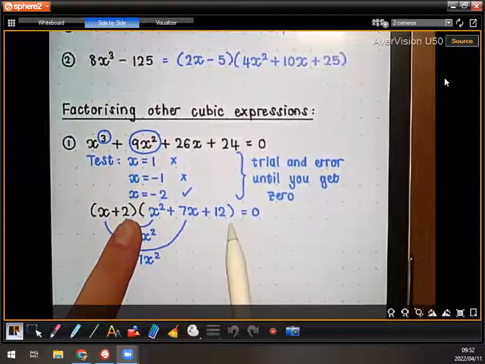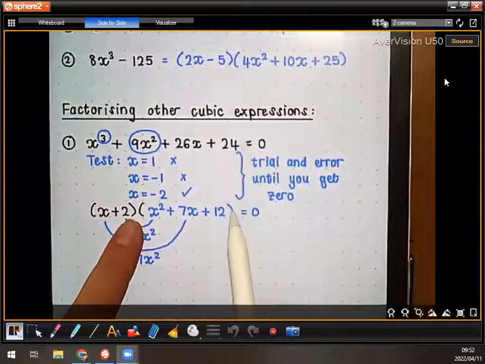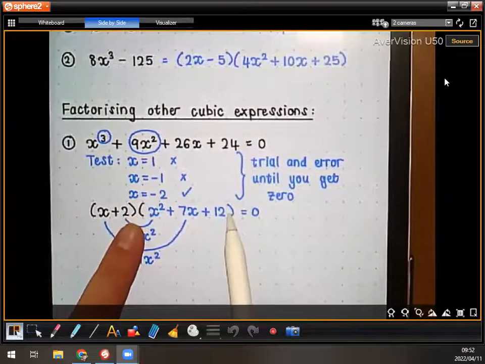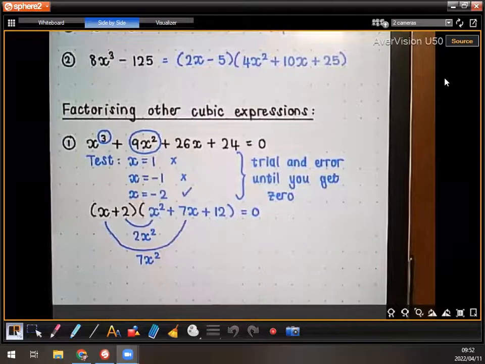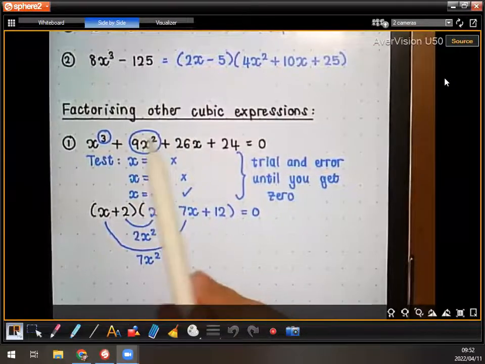Then you look at your last term. What must you multiply 2 by to get 24? 12, all right? Then I always look at the x squared terms. I'll show you now that it does work for the x as well, but I think it's easiest to look at the x squared term.